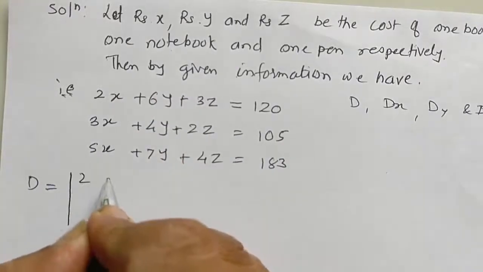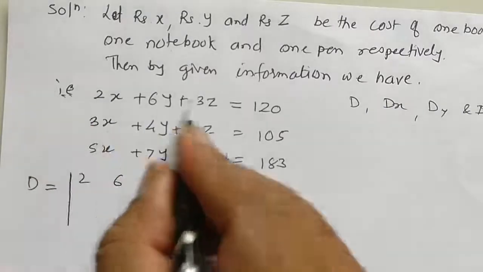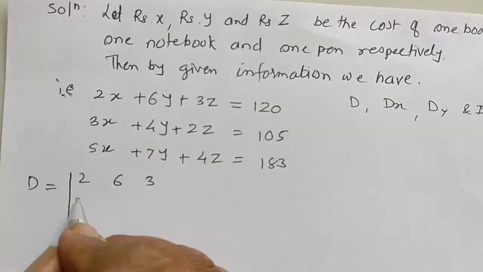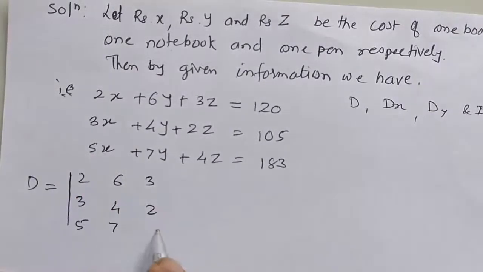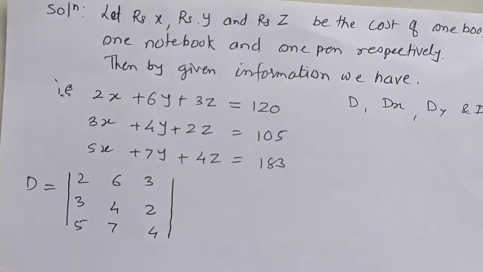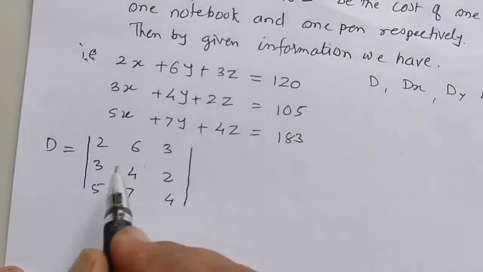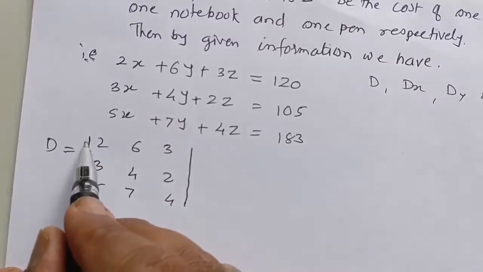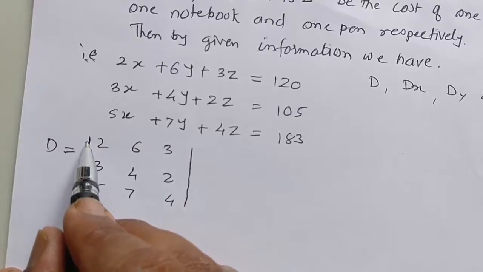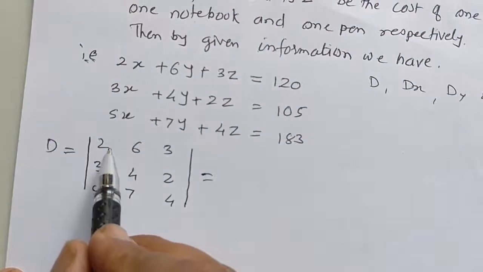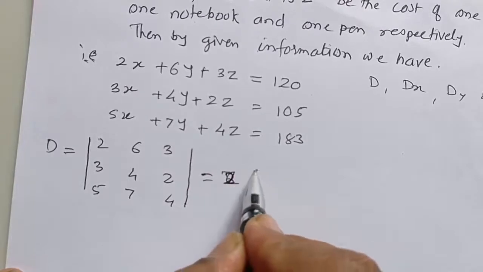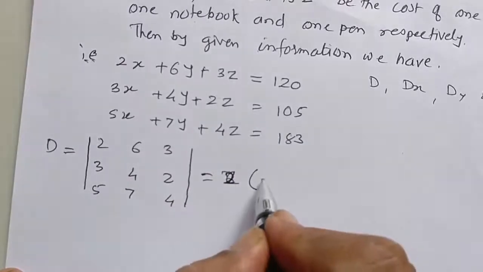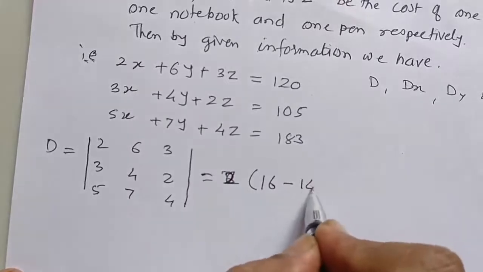So it is 2, 6, 3 in the first equation, in the second equation 3, 4, 2, in the third equation 5, 7, 4. This is the determinant D. We expand this determinant by using the elements of the first row, which is equal to 2 into 4 into 4, that is 16, minus 7 into 2, 14.